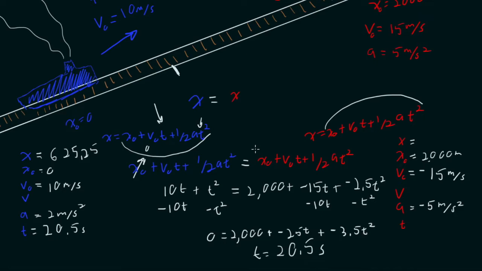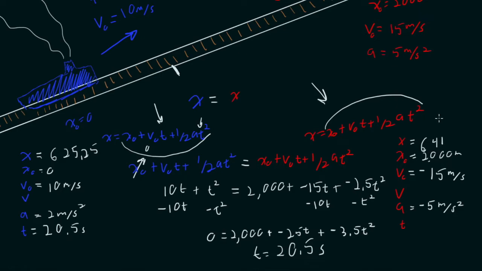Okay. And now I could even check this by plugging it into this equation over here. Let's try that. So 2,000 plus negative 15 times 20.5 plus 1/2 of negative 5 times 20.5 squared. That gives me an extremely close value of 641. How different are these two values?